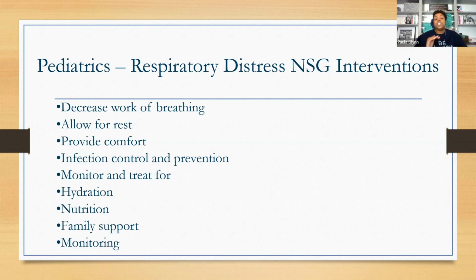Nursing interventions. What is our goal as nurses when we're taking care of the pediatric population in respiratory distress? We want to decrease their work of breathing. We're going to support them in whatever interventions we need to do in order to decrease their work of breathing, whether we need to give them O2. Usually your first line is a non-rebreather face mask or nasal cannula when we're supporting them.